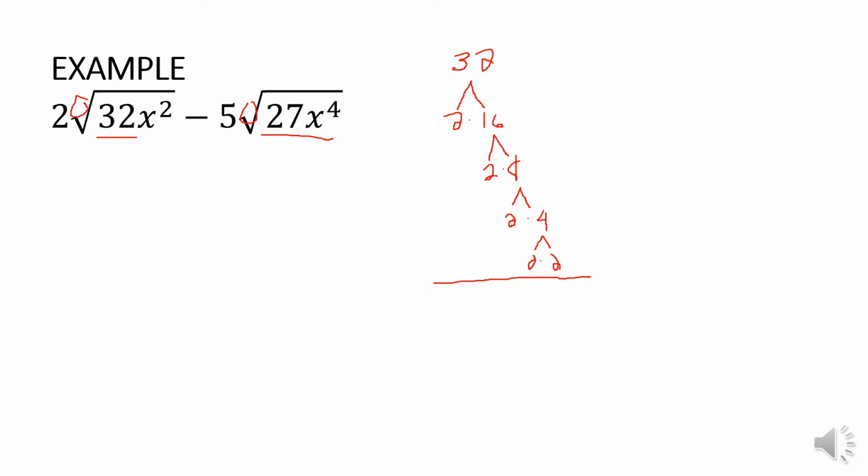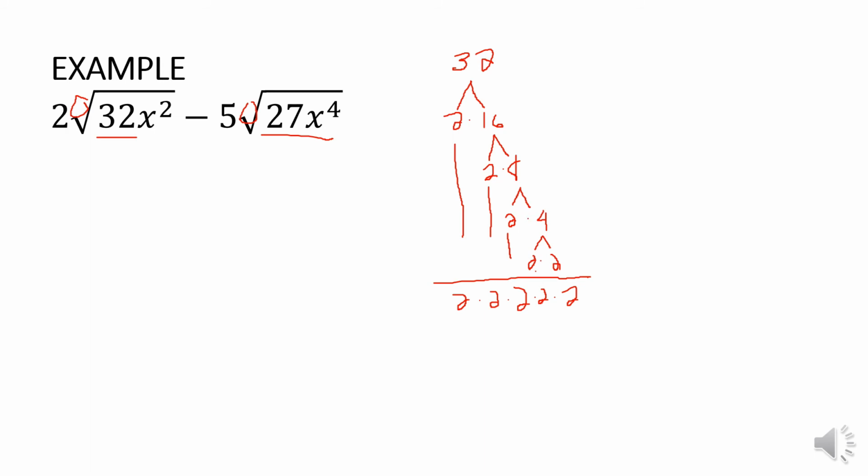Okay, so we will write down now our prime factors. So we have here 2 times 2 times 2 times 2 times 2. Okay, so we will get the perfect square number.